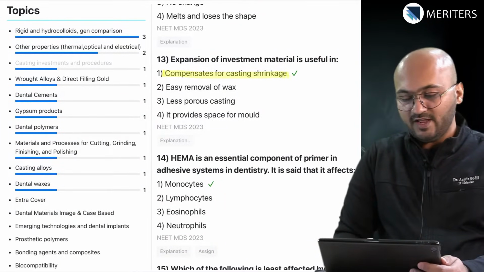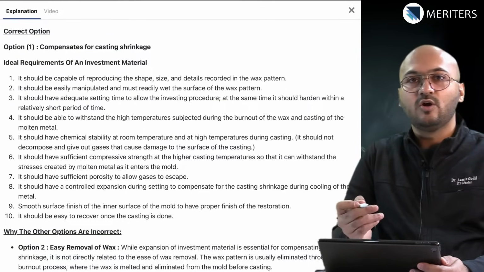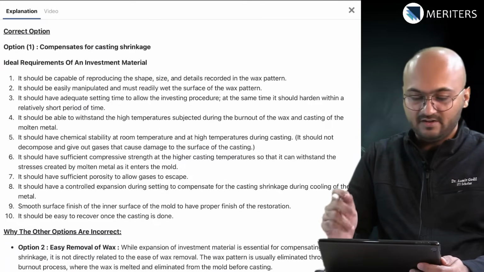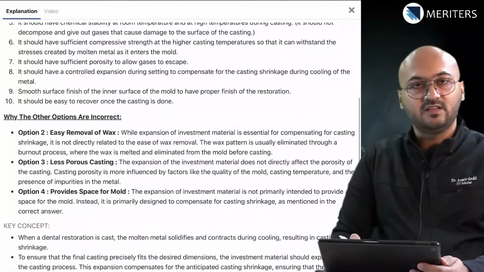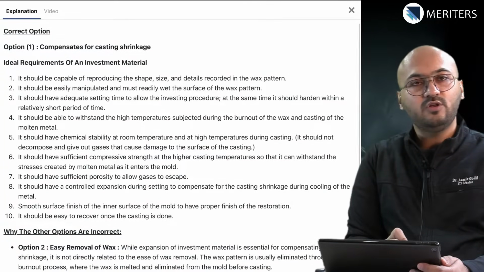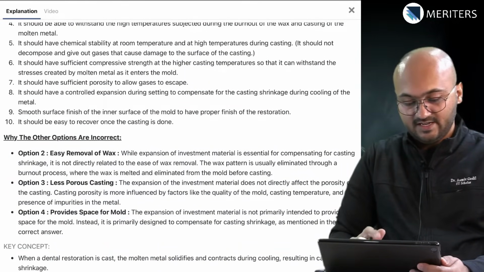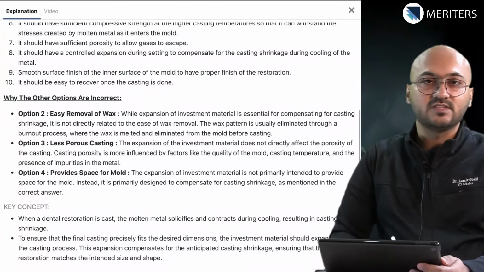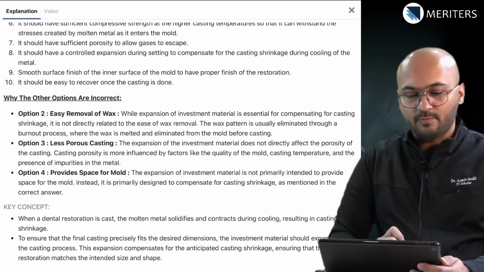Now, at any point of time, if you feel that the question is not easy for you, if you want more knowledge or if you want to understand the answer better, you can always look at the options which are explained in the explanation. Now, let's see how this explanation is. It will talk about the correct option. It will talk about the incorrect options, why they are incorrect, and it will come with a key concept. A key concept will give you a more concise knowledge of that topic.